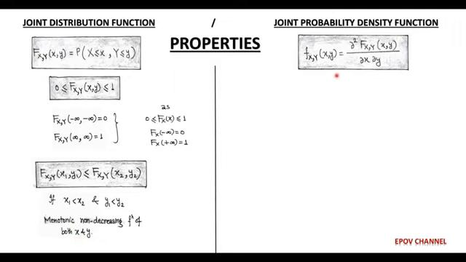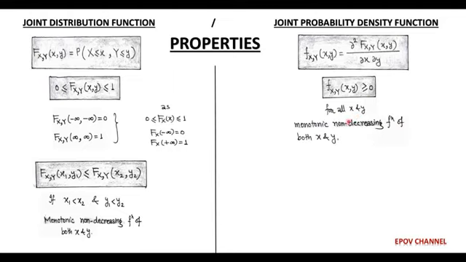Next, we discuss the properties of joint probability density function, or simply called joint PDF. Joint PDF is expressed in terms of joint distribution function, and it is denoted by small f function x comma y equals to del square upon del x del y of capital F function x comma y. So the first property of joint PDF is a non-negative function for all values of real value x and y, and it behaves as a monotonic non-decreasing function. So small f function x comma y is always greater or equals to 0.